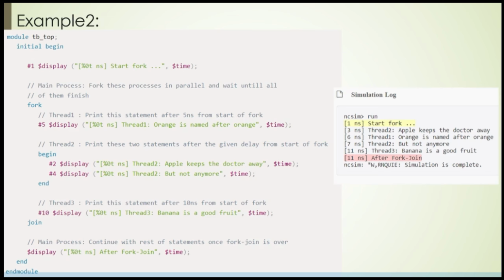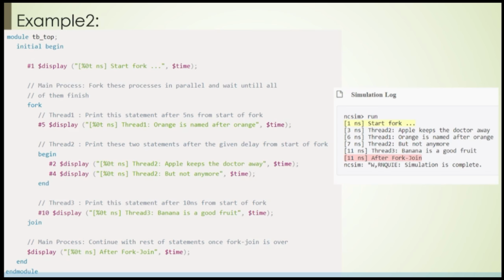Before going into what fork join any is, let us solve one more example on fork join so that you will have complete clarity on what fork join is. Let us see the example here. Let us analyze this example so that it will be easily understood.